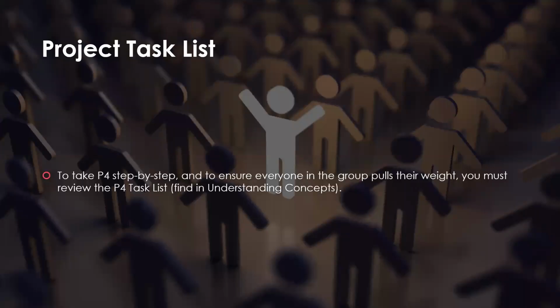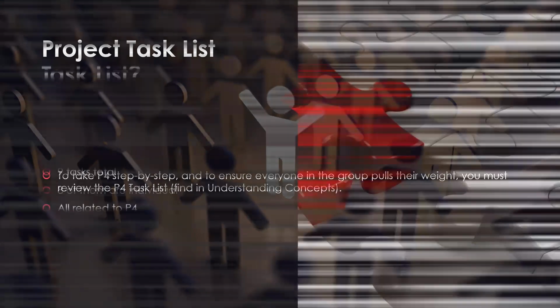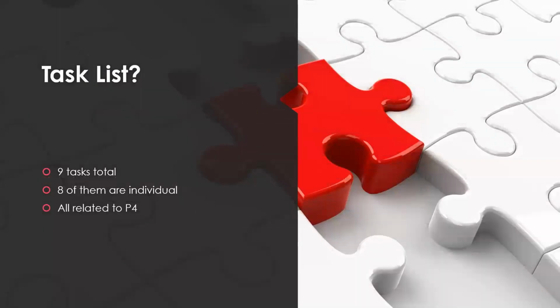Part of staying calm and in control of a group project is being prepared. This is where the P4 task list becomes your best friend. I know on the screen it says 9, but there are 8 items on the list. Each task should be assigned to particular members of your group.